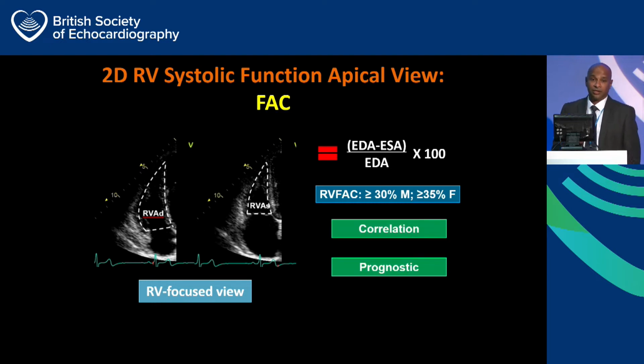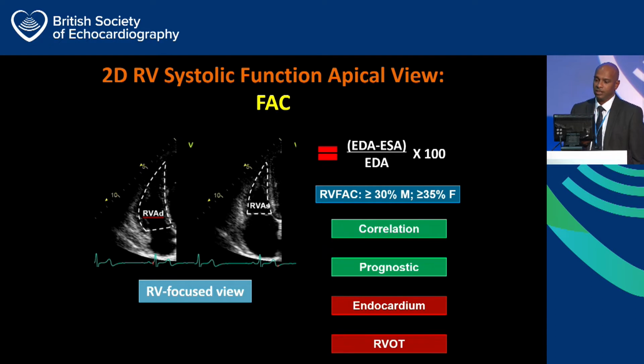There are some advantages. It's got good correlation with other imaging modalities, cardiac MRI for instance, in terms of ejection fraction. And there's good data on its prognostic value in diseases such as myocardial infarction, heart failure, pulmonary hypertension. Limitations of this approach is that you do need a good endocardial definition so that you can make accurate tracing. Importantly, it neglects the contribution of the right ventricular outflow tract to right ventricular volume and function, and I'll mention this later on when we talk about 3D imaging.